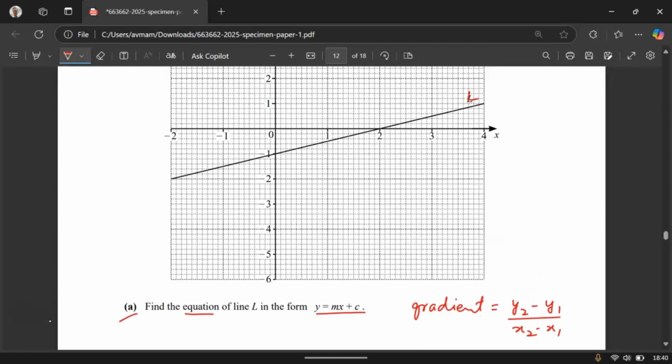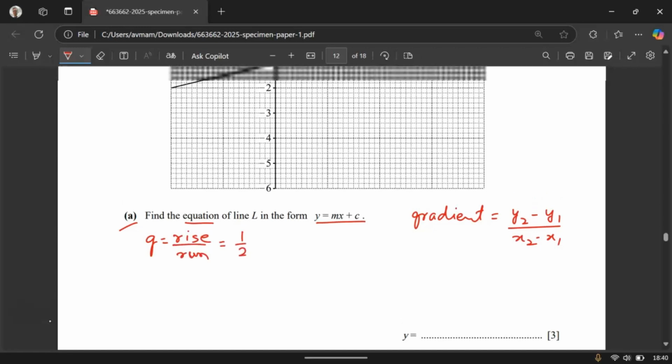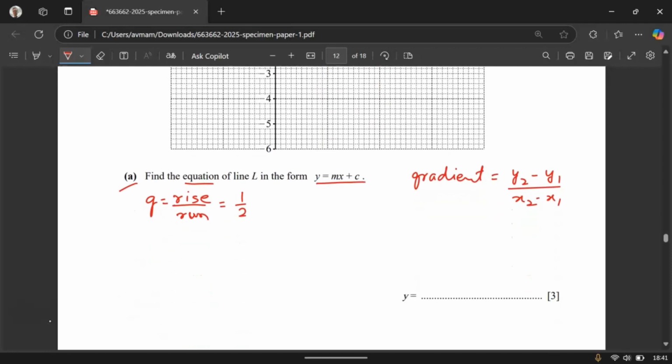But if you look at the line and the grid, you can easily find out by using the rule called rise over run. So here we have, let's take this point, and then this is your rise, exactly across minus 1, and that's your run. So this is 2 units and this is 1. So gradient is rise divided by run, that is 1 over 2, and it's a positive gradient. The line is sloping upwards from left, so half is our gradient.